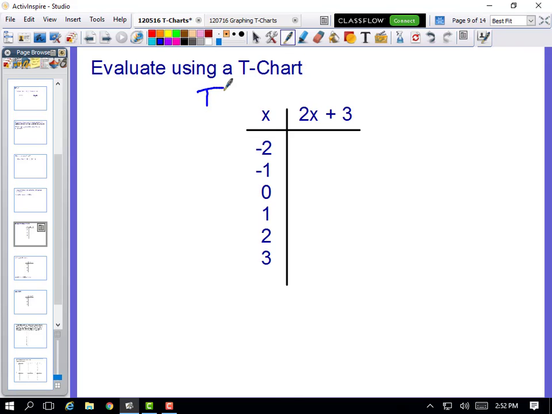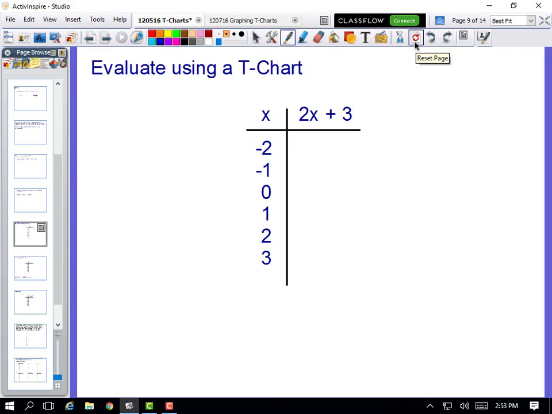It says if x is negative 2, then 2x plus 3 is what? That's what a t-chart says. So basically we're taking this x value, or this series of x values, and we're going to plug them into this expression to see what their value would be. Okay? And that's what I'd like for us to do on this particular one.